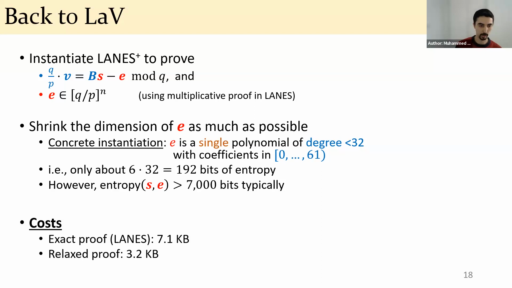And in particular, if you look at the cost, the exact proof costs about 7 kilobytes in LOW, and the relaxed proof just costs 3 kilobytes, even though the relaxed proof has a significantly larger dimensional secret vector or witness vector. And a nice open question here is that the exact proof is still quite costly. And in future, if somebody comes up with a better way to do an exact range proof, then we can just replace that and get a more efficient scheme overall.